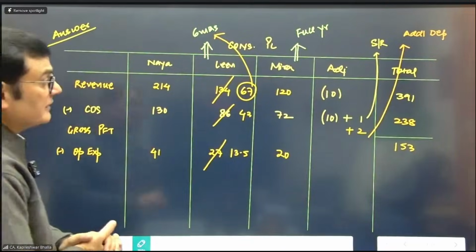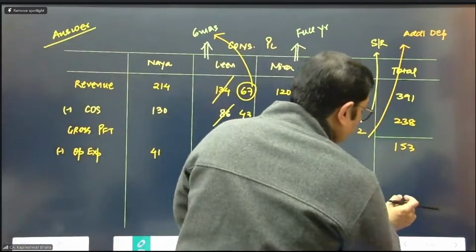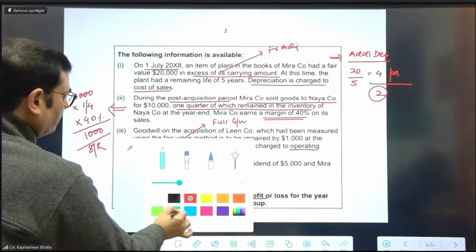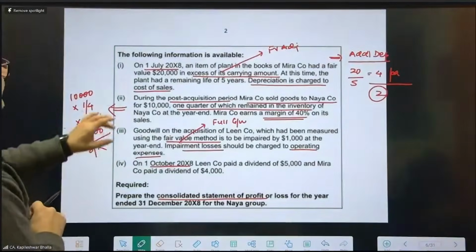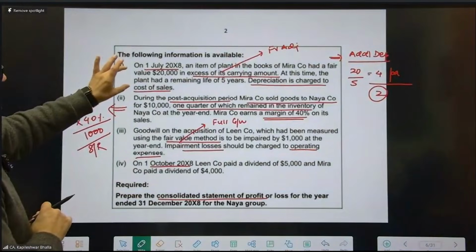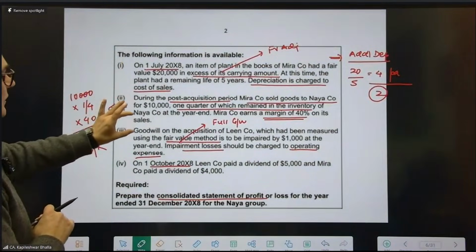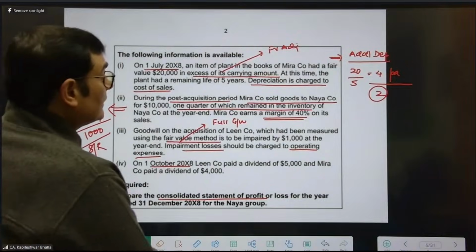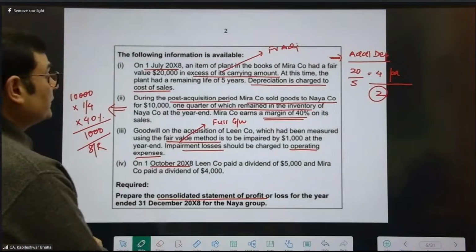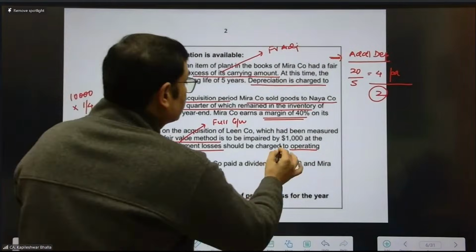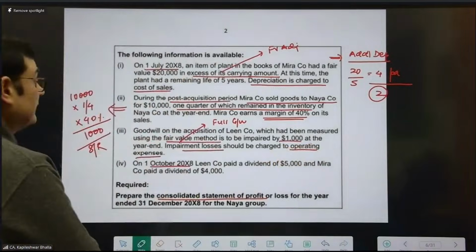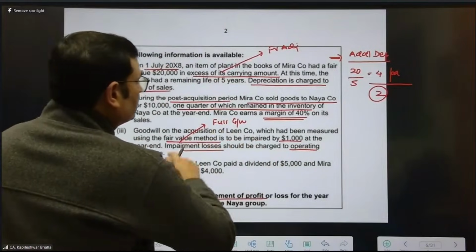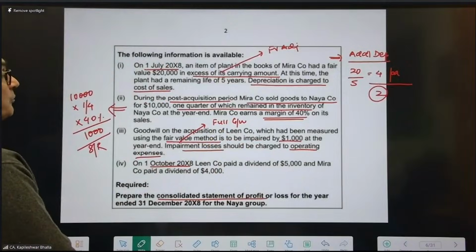Now let's see if there is any adjustments on account of the operating expense. I think point 1 is done, point 2 is done. We've taken care of the depreciations, we've taken care of the stock reserve. Now the point number 3. Goodwill, it says, is measured using a fair value and it is impaired by 1,000 at the year end. And it says the impairment losses can be taken as a part of the operating expense.